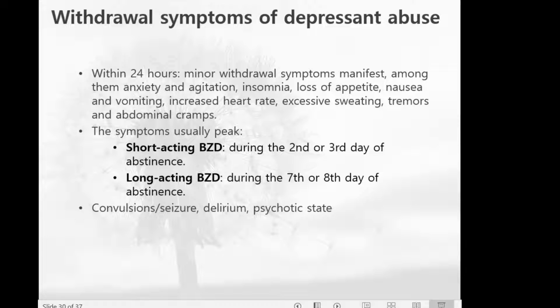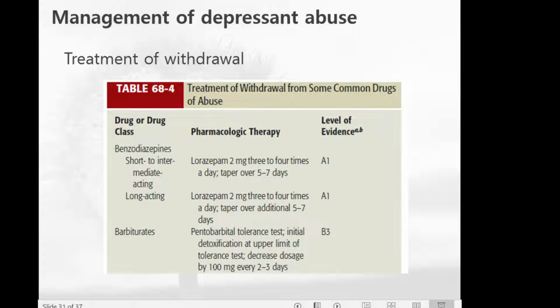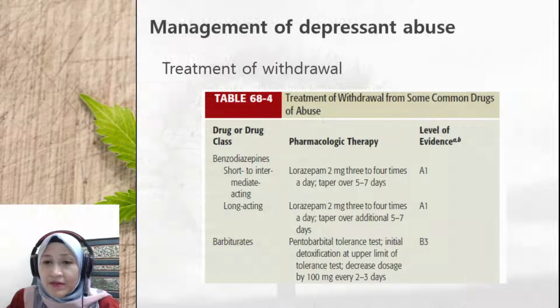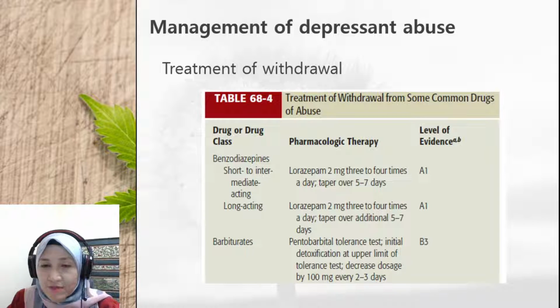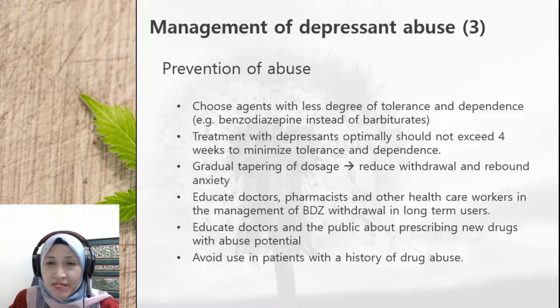And it can also lead to convulsion, seizure, delirium, or psychotic state. So when the person is having withdrawal symptoms, there is a pharmacology treatment for that. So for example, for benzodiazepine withdrawal symptoms, we can give them lorazepam. This is a short-acting benzodiazepine, just to alleviate the withdrawal symptoms that they have. So it's the same type of drug being used to treat withdrawal, but we use the short-acting benzodiazepine. Whereas for barbiturates, we can give them a pentobarbital tolerance test, and then the dosage can be tapered down over several days depending on the symptoms that the patient still has.